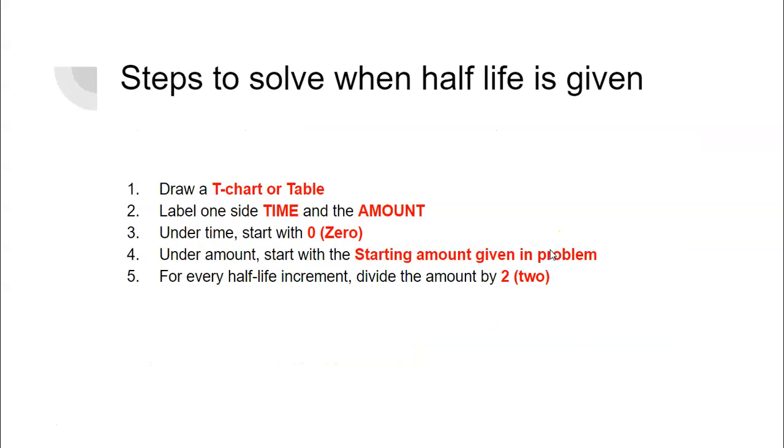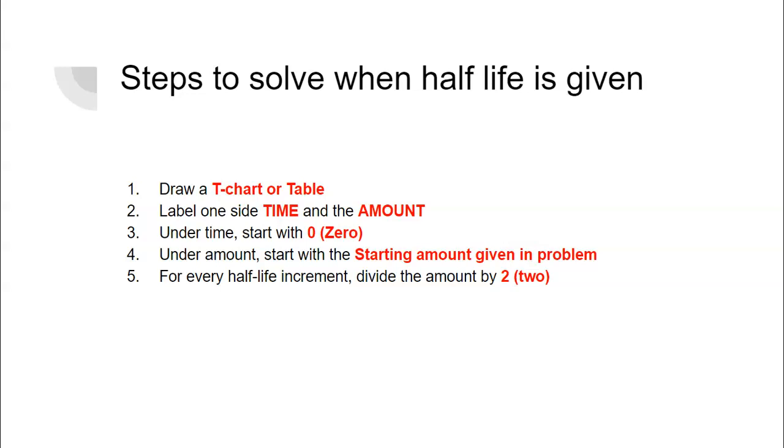So how do we do this? Well, there's a couple ways we can, but the way that I have found to be easiest is to actually do a chart or a table. So I'm going to walk you through a couple, and then you're going to do a couple on your own. So here are your steps. First, you're going to draw a T-chart or a table. T-chart is just the line that looks like a T. We've been making those for a while.